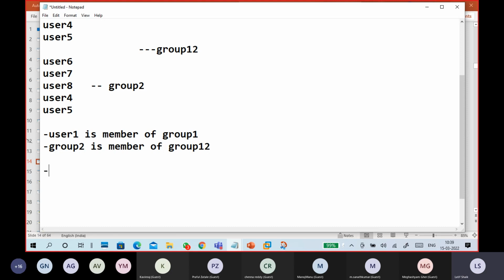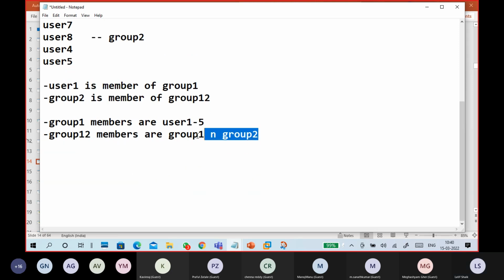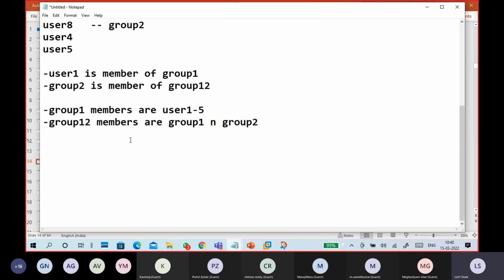Okay, so that is one side. On the other side, the reverse side, like this: group 1 members are user 1 to user 5. If you get it, user 1 to user 5. Like this, group 12 members are group 1 and group 2. Okay, members. These are very small terminologies. Okay, next.